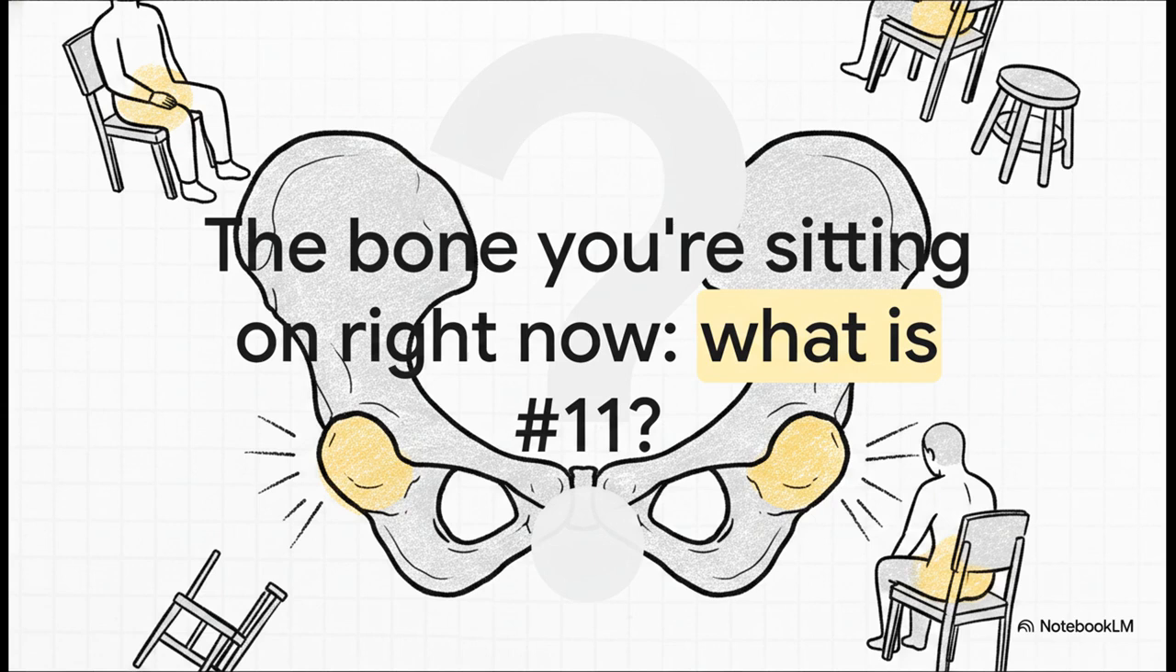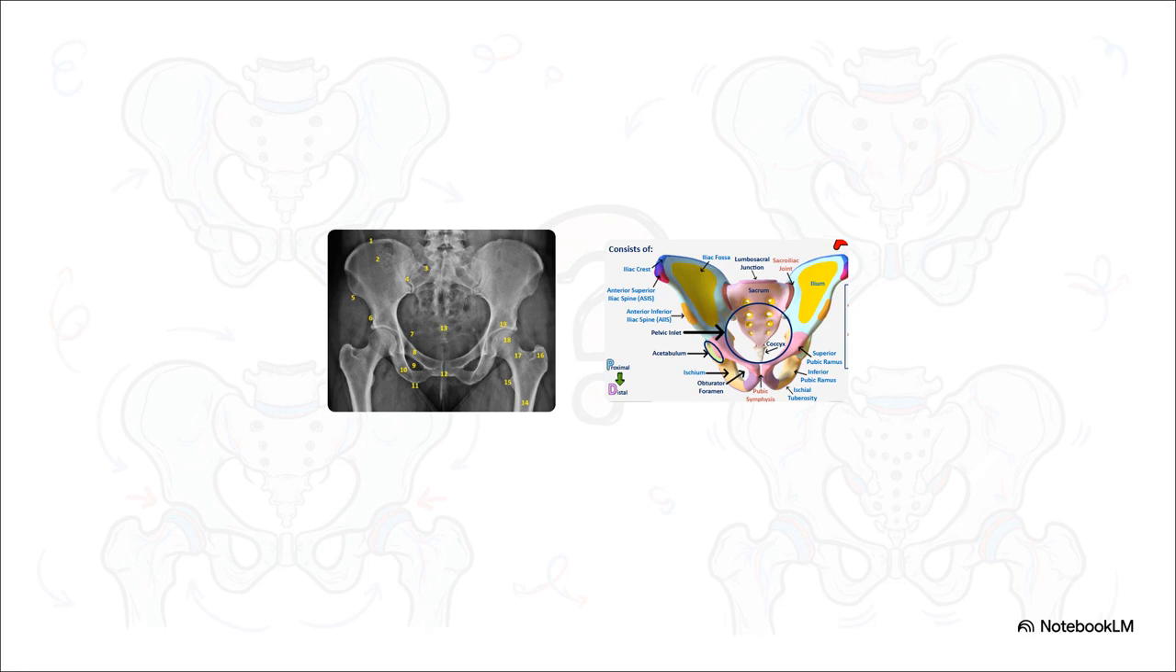All right, let's move down to the bottom of the pelvis. Take a look at number 11. I'll give you a hint. If you're sitting down right now, you are putting all of your pressure on this exact spot. So what is it? That would be the ischium. More specifically, that rough, thick part on the bottom is the ischial tuberosity, but it has a much better nickname, the sitting bone. I mean, it doesn't get more practical than that, right? It's literally the bone that bears your weight when you sit down.